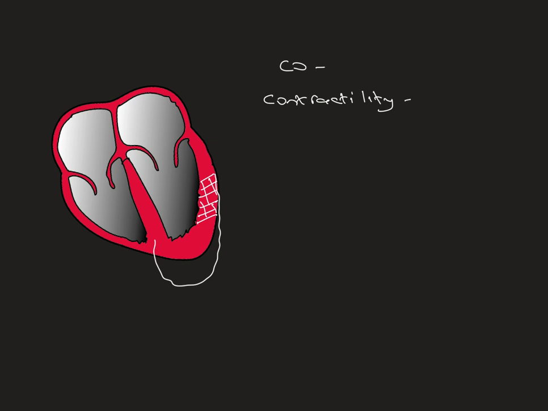So how can we increase contractility? Well, there's a number of drugs we give, and one of the common ones that we give is adrenaline. Adrenaline will increase that contractility. It will also increase the heart rate a little. So remember, cardiac output is heart rate times stroke volume. So we've increased the contractility, potentially we increase the heart rate a little bit. By increasing the contractility, we've also increased the stroke volume because the heart is now contracting better than it was.